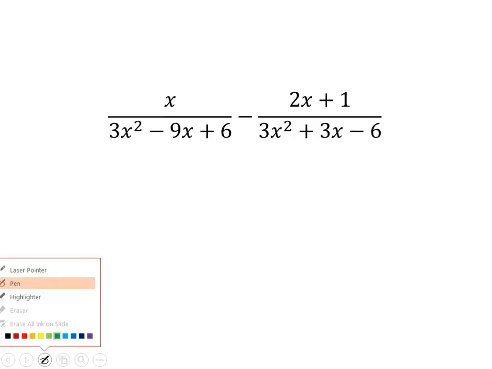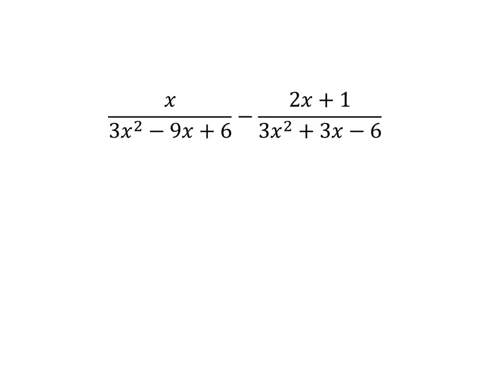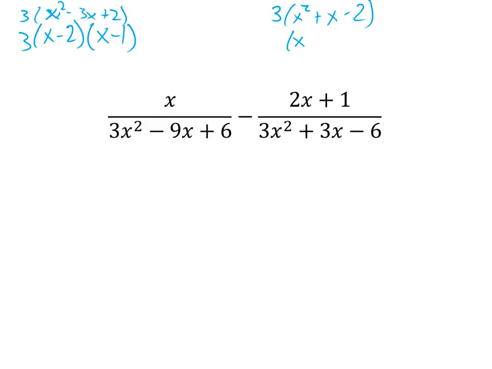So let's factor the bottom. What can we factor the bottom to? Well, we can take a 3 out, leaving us with x squared minus 3x plus 2. X squared minus 3x plus 2 can factor down to x minus 2, x minus 1. So we have 3 times x minus 2, x minus 1. Now if we look at the next half, we can take a 3 out, giving us an x squared plus x minus 2. That can be broken down to x plus 2, x minus 1 with a 3.